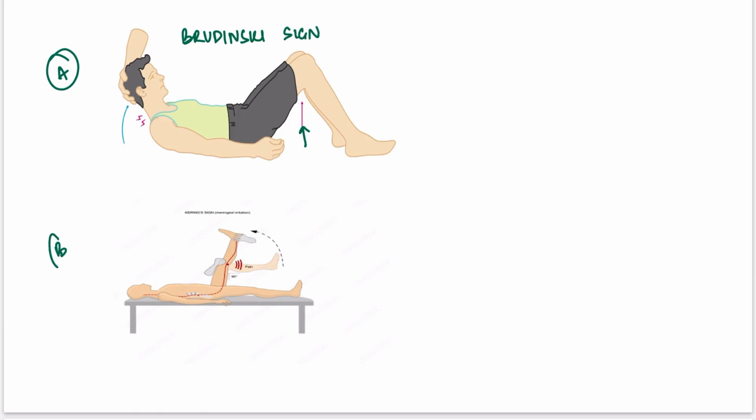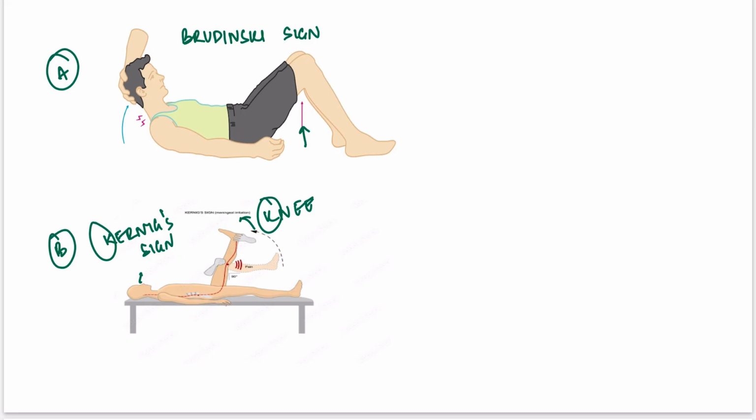On the other hand, look at B. What I am doing in B, I am just extending my knee over the flexed thigh. And while doing so, there is some resistance, and the child might lift up the head also. What is this known as? This is Kernig's sign. So remember, when you are lifting the knee, K for knee, you see Kernig's sign. And when you are lifting the head, this is Brudzinski sign.